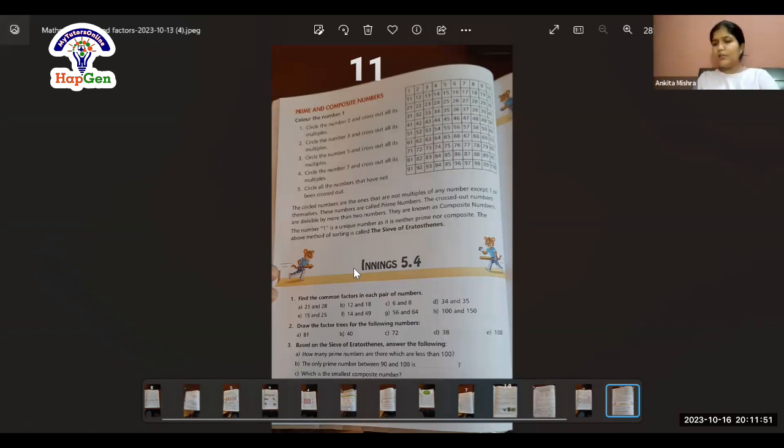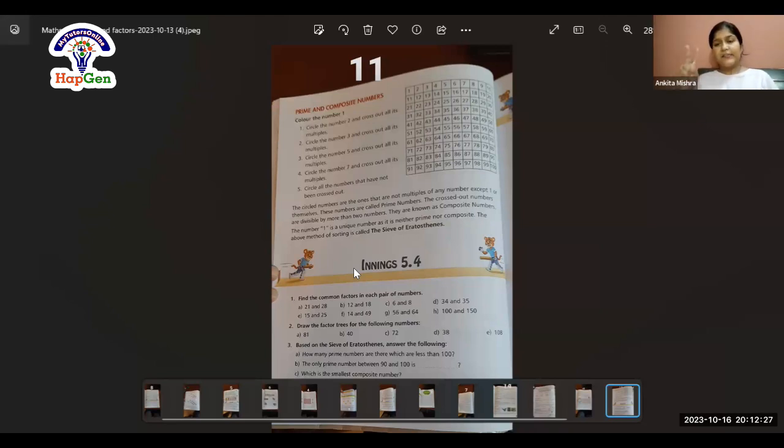If I ask you about 4, what are the factors? The first factor is 1. Does 4 come in any other table? The 2 table. Okay, the second factor is 2. And the third factor is 4. So we have 1, 2 and 4. That is, we have 3 factors. So the numbers with more than 2 factors are called composite numbers. What are they called? Composite numbers. Clear?